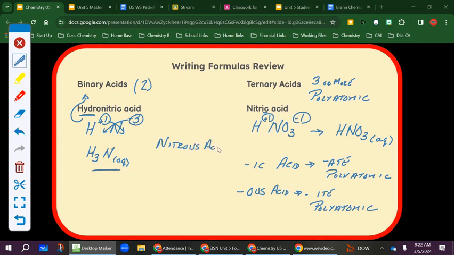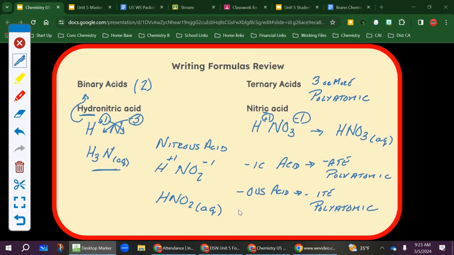Nitrous acid would come from NO2, nitrite. Nitrite still has a charge of -1. We would still put it with hydrogen, which has a charge of +1. And again, the +1 and -1 would cancel each other out. So HNO2 aqueous. That would be our formula for it. Okay? Questions?